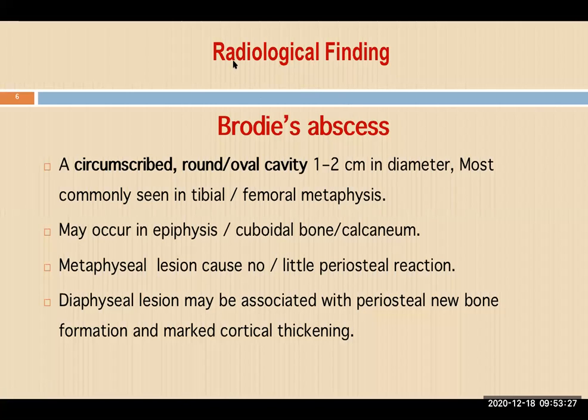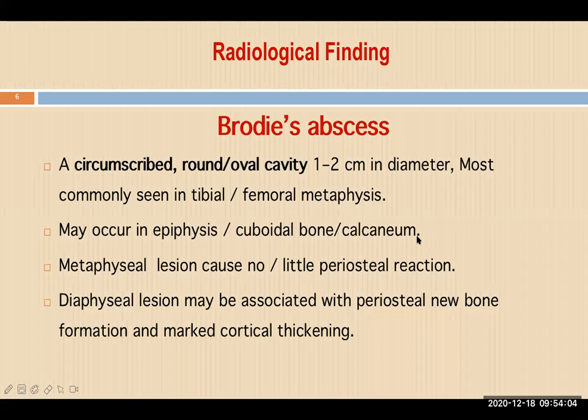This is a circumscribed round or oval cavity formation in those typical areas which we have just talked about, like the lower end of the femur, the upper end of the tibia, and sometimes the lower end of the tibia as well, especially in the metaphyseal area. So a circumscribed round or oval cavity around 1 to 2 centimeters in diameter, usually in those areas, may be a case of Brodie's abscess. It may occur rarely in the epiphysis, cuboidal bone, or even in the calcaneum.